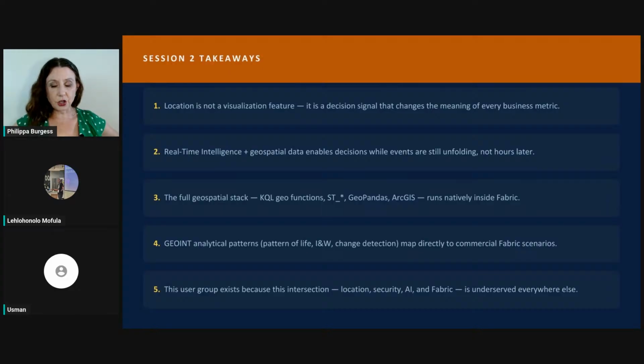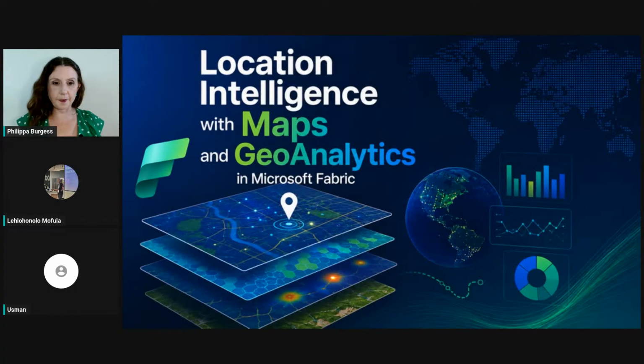You've got a full geospatial stack, so the KQL geo functions, ST_ functions, GeoPandas, and ArcGIS run natively inside Fabric. The GEOINT analytical patterns of pattern of life, change detection, map directly to commercial Fabric scenarios. And this user group exists because this intersection of location, security, AI, and Fabric seems to be underserved elsewhere, and so we want to step forward and fill that gap.